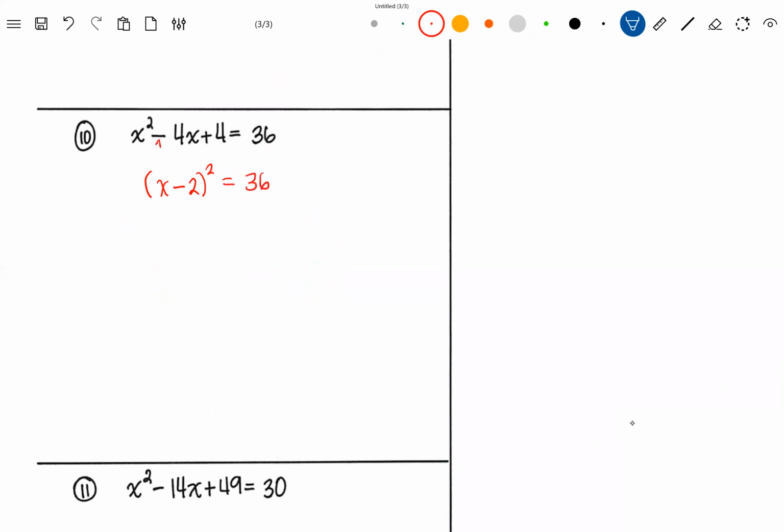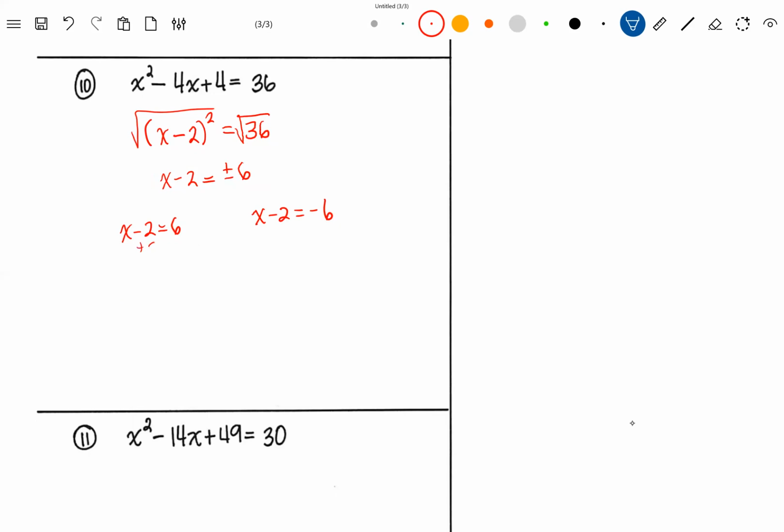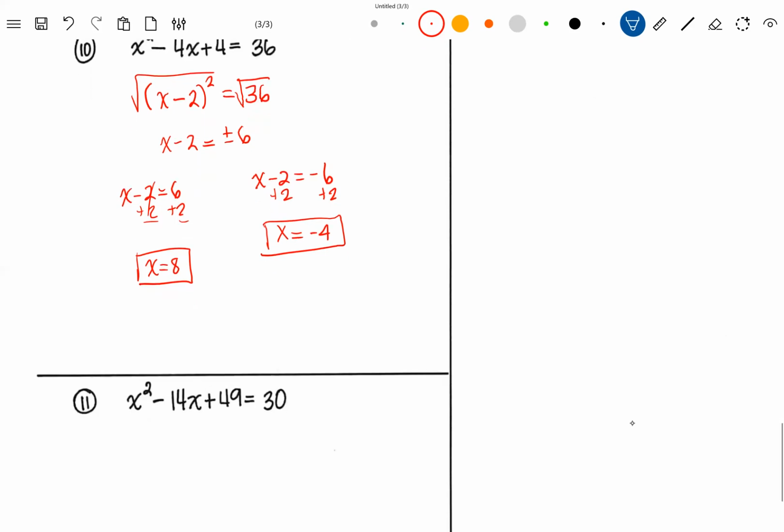And these signs match. So then I'm going to square root both sides. So I have x minus 2 equals positive 6. x minus 2 equals negative 6. Add 2. So one solution is 8. Add 2. The other solution is negative 4. Okay.